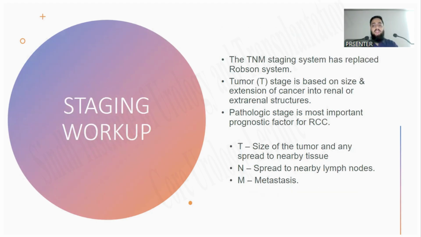The TNM staging system has replaced the Robson system. Tumor T stage is based on the size and extension of cancer into the renal or extrarenal structures. Pathologic stage is the most important prognostic factor for RCC. T stands for size of the tumor and spread to nearby tissue, N for spread to nearby lymph nodes, and M for metastasis.